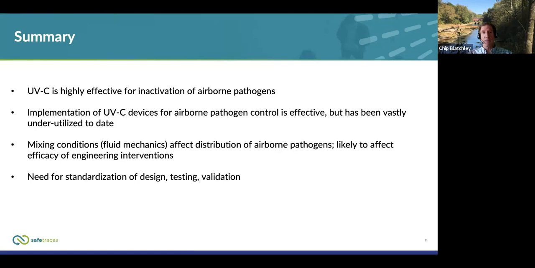largely underutilized. Mixing conditions, or more generally fluid mechanics, are going to affect the distribution of these airborne pathogens and is likely to affect any engineering intervention that we include. And again, I believe Bill Bahnfleth will be addressing that. And then lastly, there's a need for standardization of design, testing, and validation.